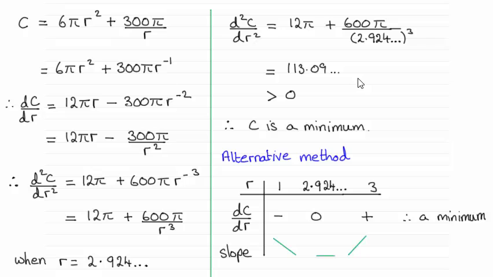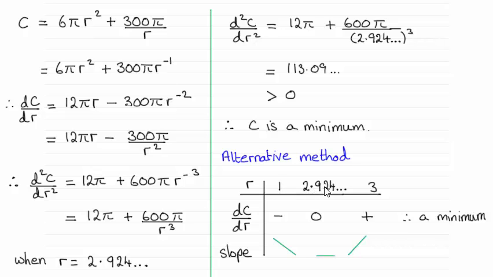The other way though is to just take the gradient. Okay, we've got a table here I've constructed. We've got the value of r, 2.924. Take a value to the left of it, below it. That can be any value. I'm going to take 1 though. Okay, take a value that's greater than 0, because this will be undefined for r being 0. So 1 is a nice convenient value.